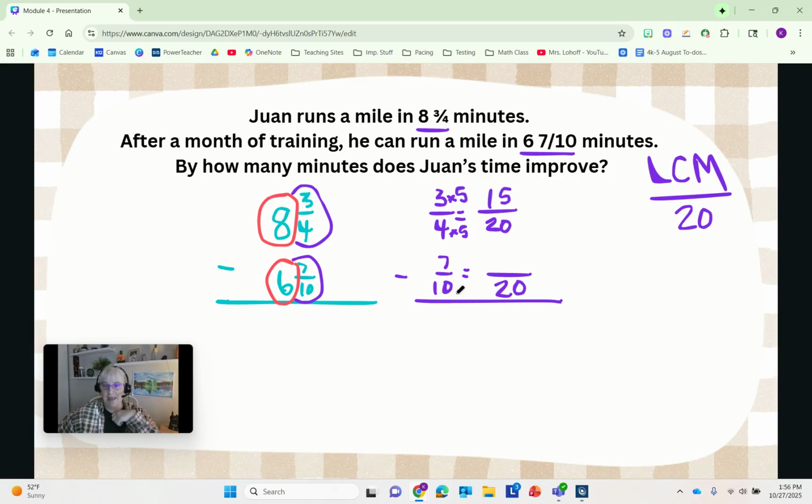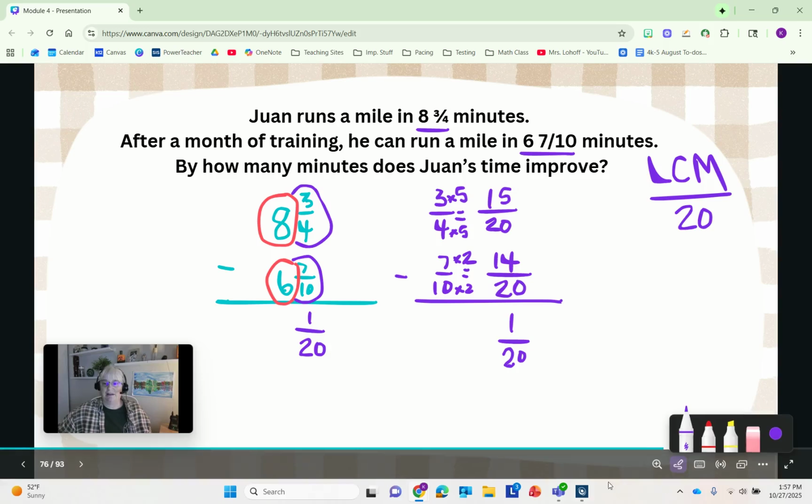To go from 10 to 20, we multiplied 10 times 2. So I have to multiply the top times 2. 7 times 2 is 14. 15 twentieths minus 14 twentieths, I can do that. It's going to be 1/20. All right, so that's the fraction part of our answer, 1/20th.